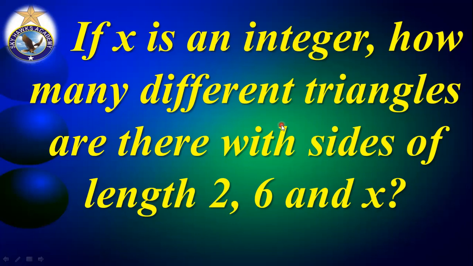If they are stating that these are all the dimensions of a right angle triangle, then it's very simple, because in a right angle triangle there is a hypotenuse. Out of these three, 2, 6 and x, any side may be the hypotenuse.